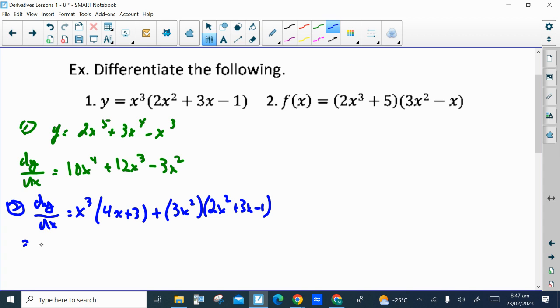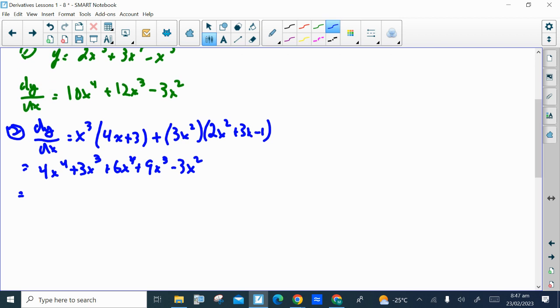So if you multiply these out, you'll get 4x to the 4th plus 3x cubed plus 6x to the 4th plus 9x cubed minus 3x squared. 4x to the 4th plus 6x to the 4th gives us 10x to the 4th. 3x cubed plus 9x cubed gives us plus 12x cubed. And then you have the minus 3x squared at the end.